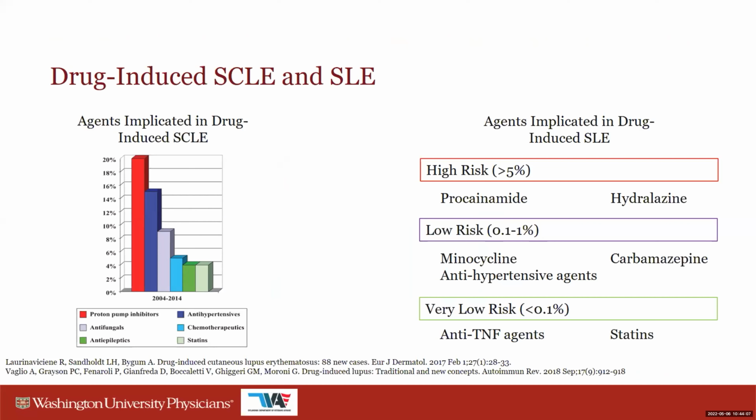So there are different agents that are more or less implicated in drug-induced SCLE, and there's a bar chart for you. The most common ones that I encounter are the proton pump inhibitors and the calcium channel blockers. And actually, in a recent survey of a tertiary dermatology care center, a third of patients with SCLE actually ended up having drug-induced disease. So each of these agents has a different risk profile for causing SCLE, but as I mentioned, just based on prevalence of use, the ones that I've most encountered are proton pump inhibitors and calcium channel blockers.